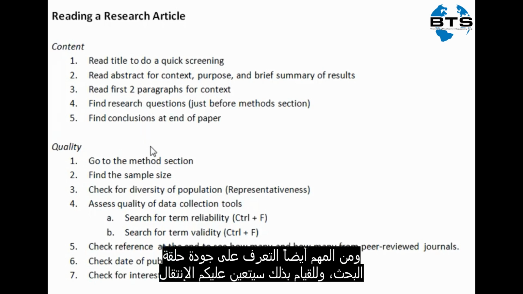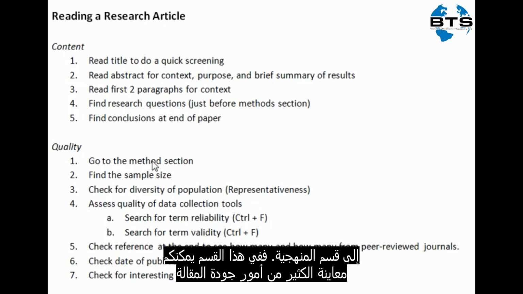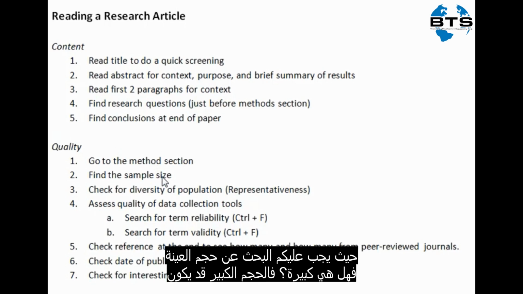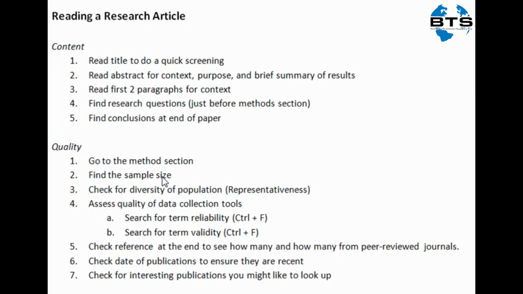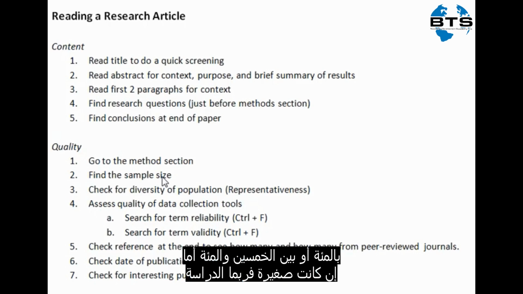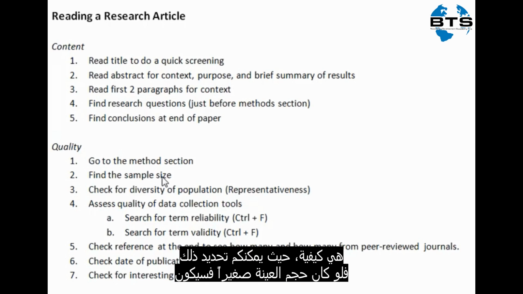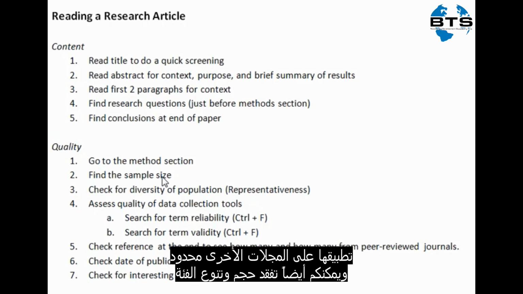Then I also have to, and it's pretty important, assess the quality of the paper. To do that, you go to the methods section, where you're going to find most of the quality information. You want to find the sample size. Is it large? Large being usually somewhere around 100, I guess it could be 50 to 100. If it's smaller, then maybe it's a qualitative study. But if it's a small sample size, then its application to other areas is limited.